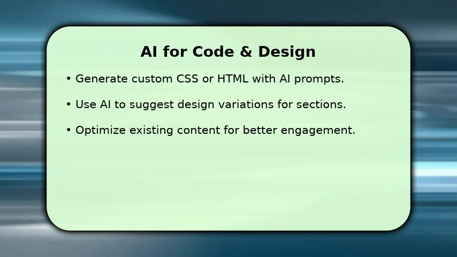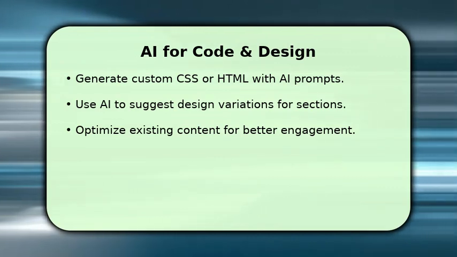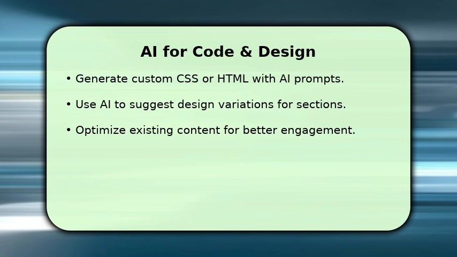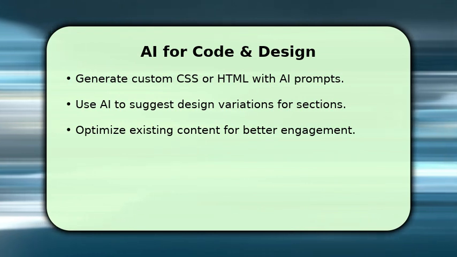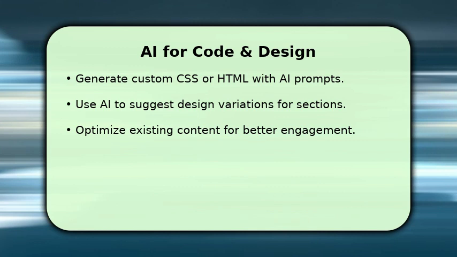Beyond text, Elementor AI can assist with code and design. You can prompt it to write CSS to center an image or create a simple HTML button. This is a powerful feature for those who need custom styling without deep coding knowledge. Additionally, the AI can analyze your existing content and suggest improvements for clarity, tone, or SEO. It acts as a smart assistant, helping you refine both the aesthetics and functionality of your WordPress site.